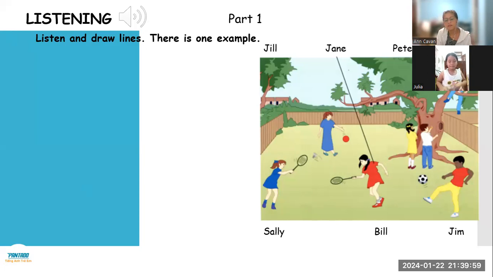Where's Jane? She's in the garden. She's playing badminton. Is she the girl in the red dress? Yes, she is. Okay, I see her.